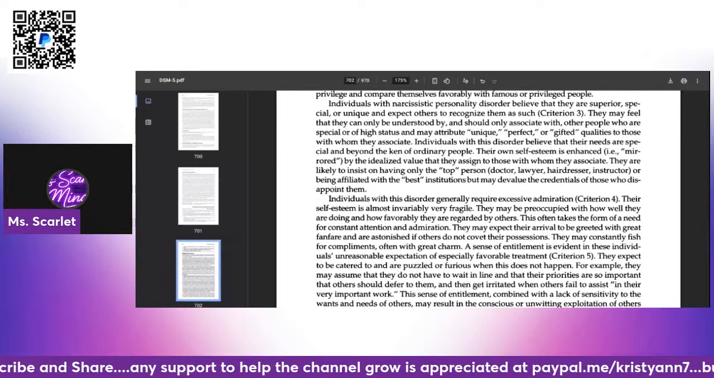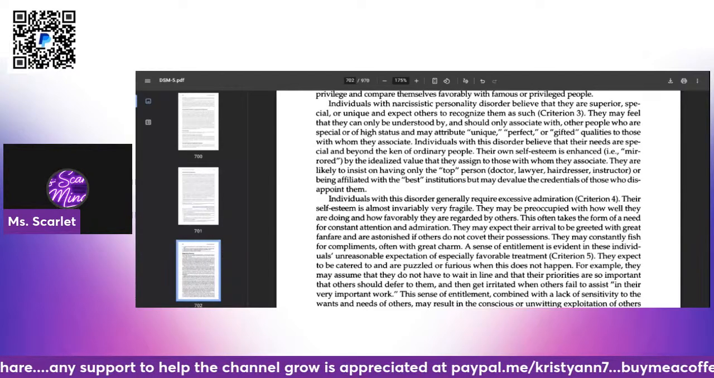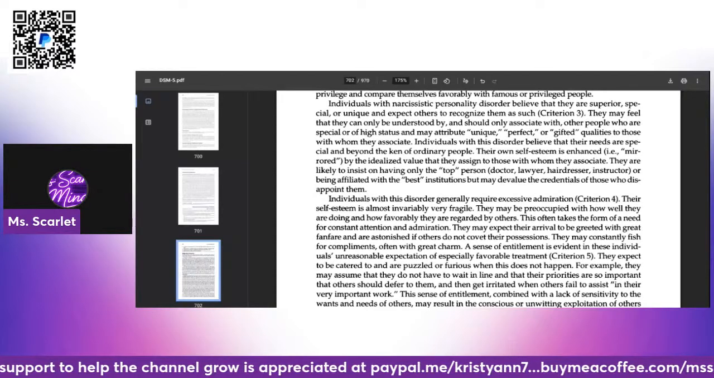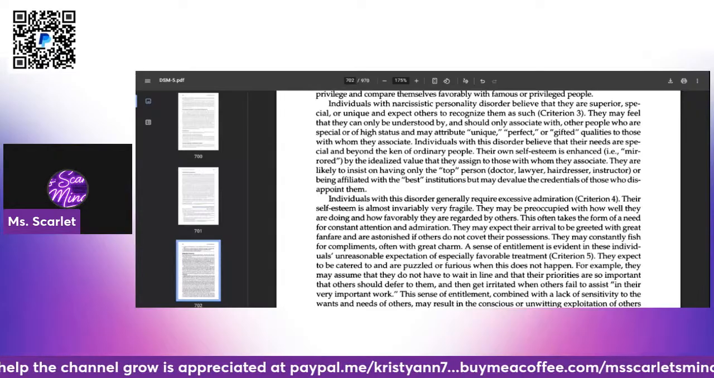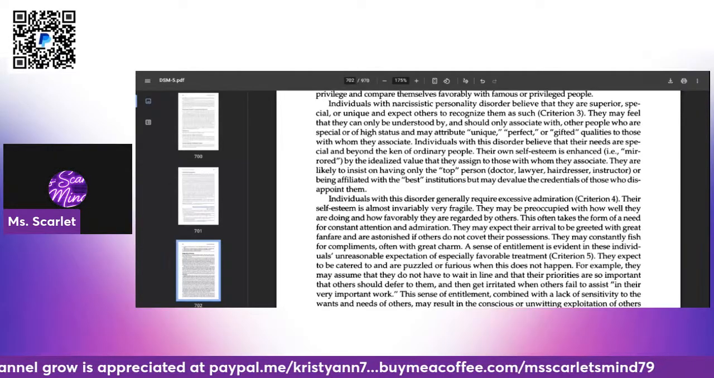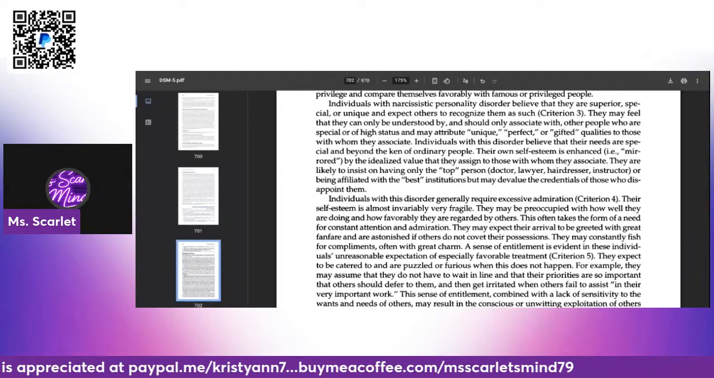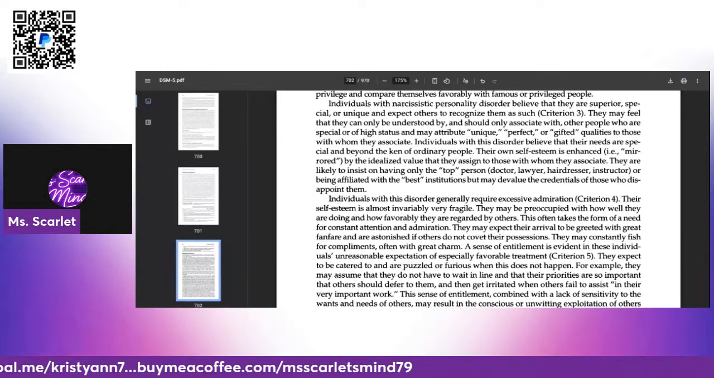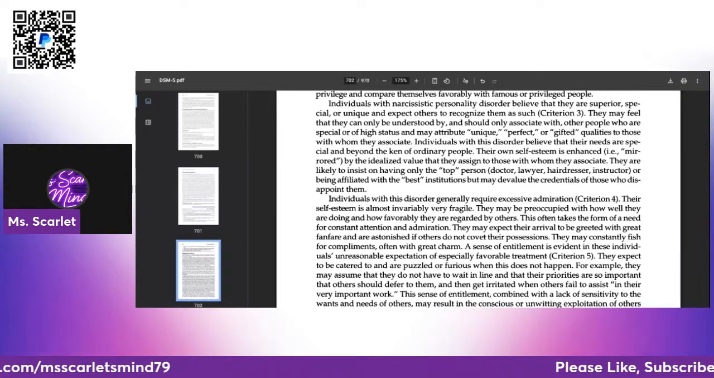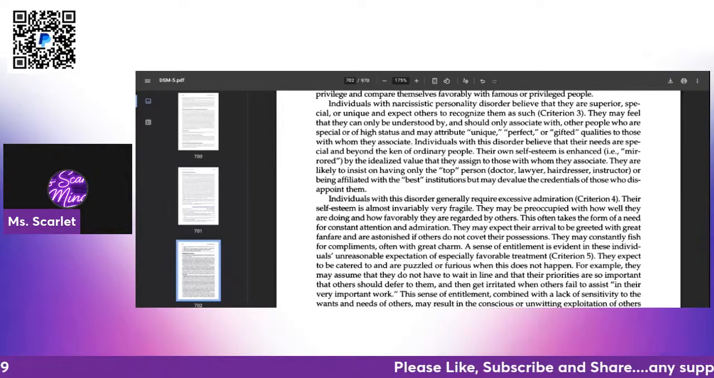A sense of entitlement is evident in these individuals' unreasonable expectation of especially favorable treatment. They expect to be catered to and are puzzled or furious when this does not happen. For example, they may assume that they do not have to wait in line and that their priorities are so important that others should defer to them, and then get irritated when others fail to assist in their very important work.